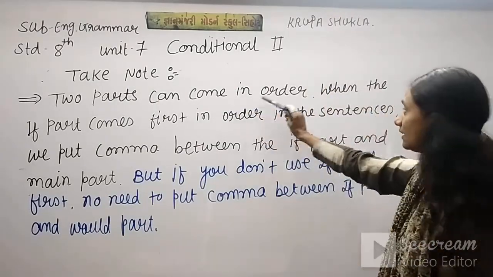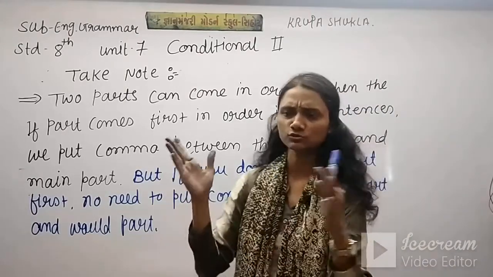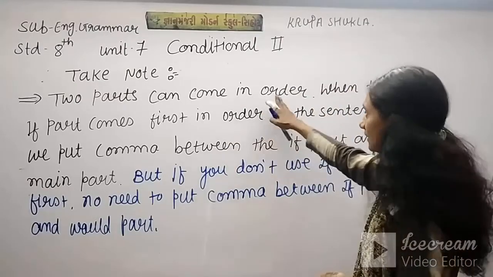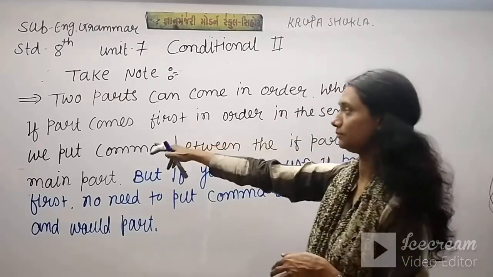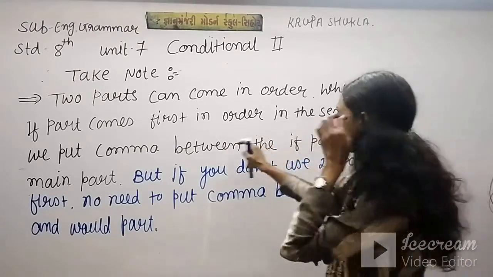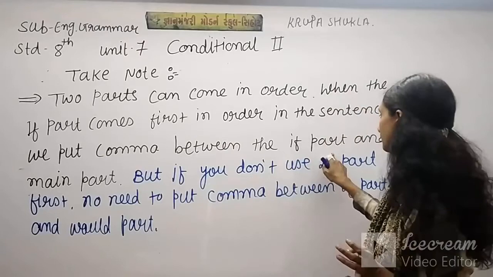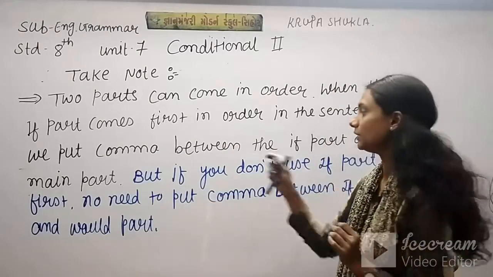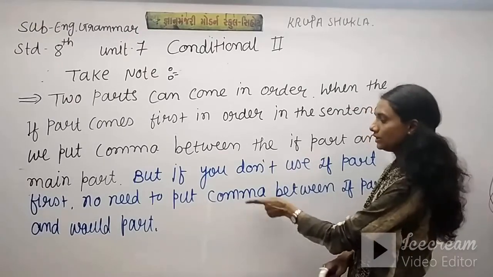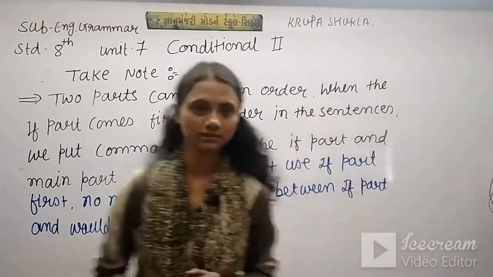Two parts can come in order. Means there is no rule that you must use the if part first and the would part second. No. Two parts can come in order. When the if part comes first in the sentences, we put a comma between the if part and main part. But if you don't use the if part first, no need to put a comma between the if part and would part. Please note down this, students.